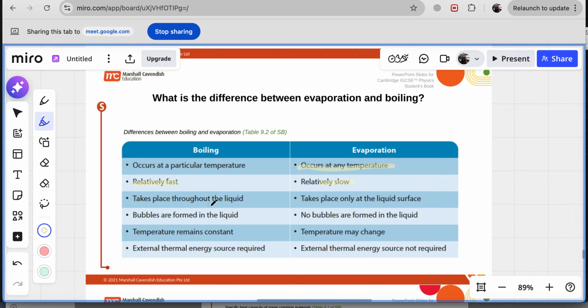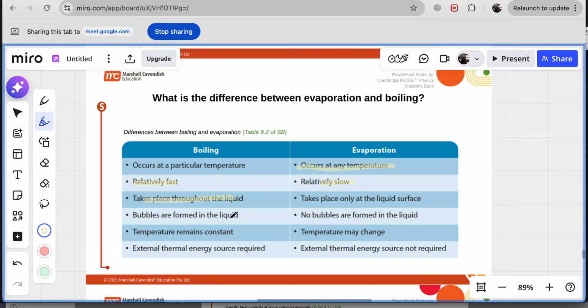Okay. Now another difference is that boiling takes place throughout the liquid. Every particle will be involved. Evaporation takes place only at the liquid surface, the top surface. Only the particles that are on top gain the kinetic energy and they will escape.